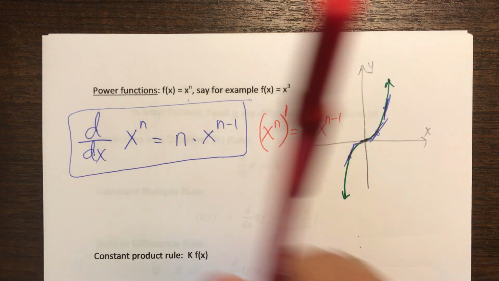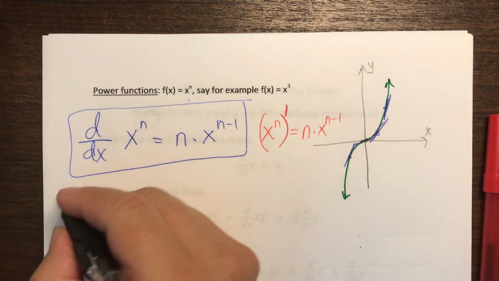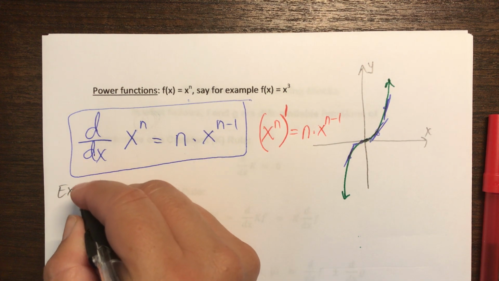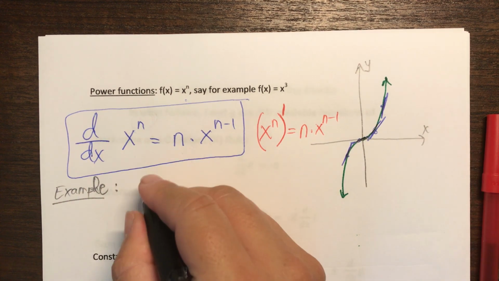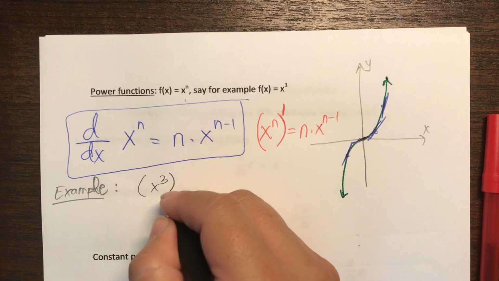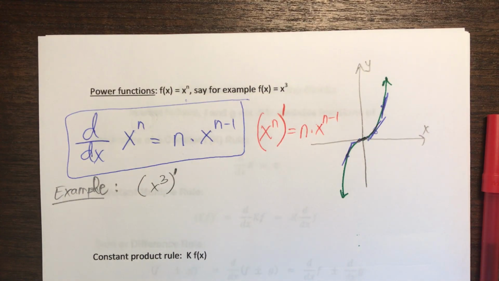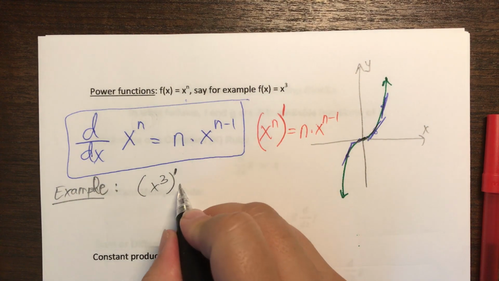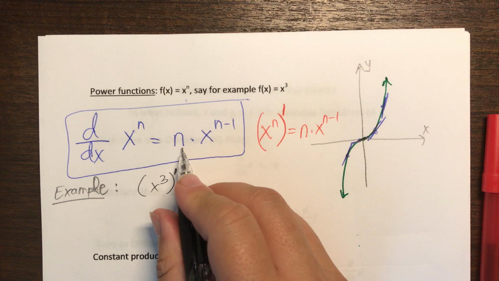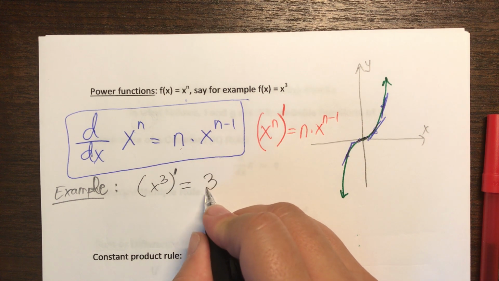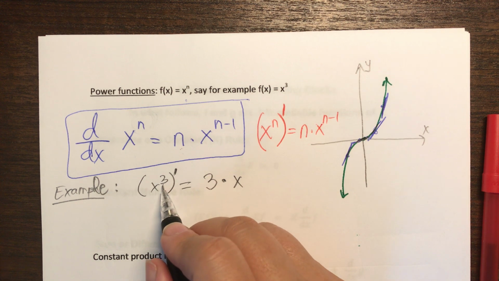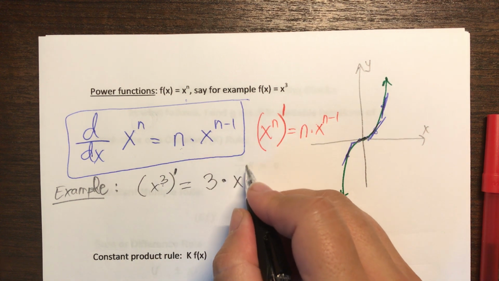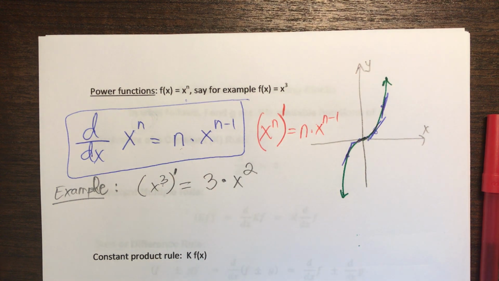So let's see, for example, just a couple of them, okay? What's going to be the derivative of x to the third? So that's one way of writing it simply, yes? So the derivative of x to the third, according to this rule, is we're going to take the 3 up front, multiply by an x to the, decrease this exponent by 1. So it's 3 times x squared.